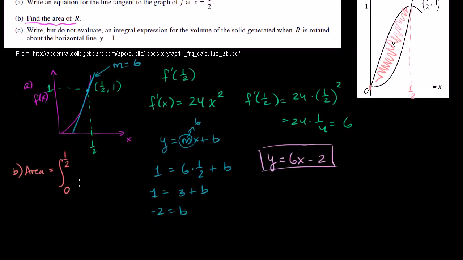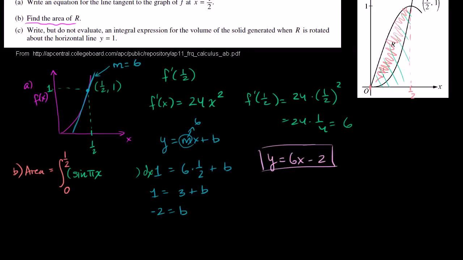Or one way to think about it is the integral from 0 to 1/2 of the top function, which is g of x, which is sine of pi x. So sine of pi x, dx. But if we just evaluated this integral, we would get the area of this entire region.